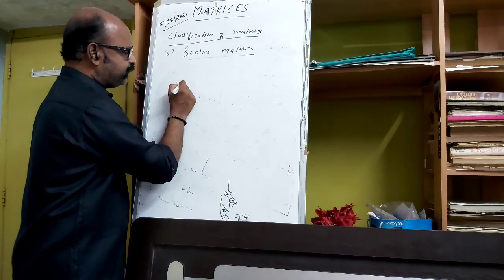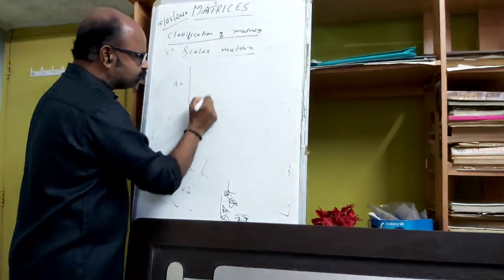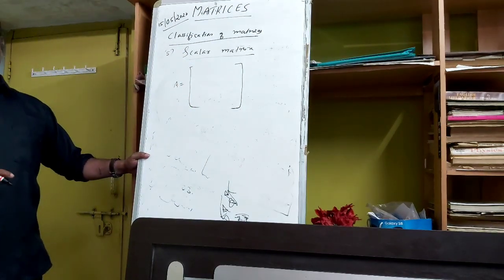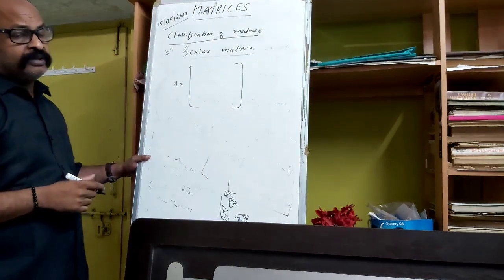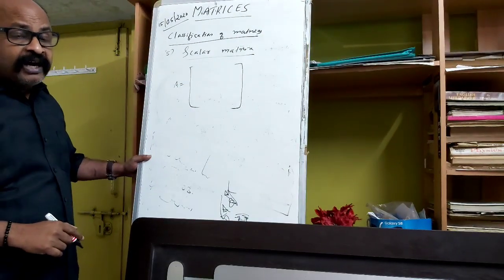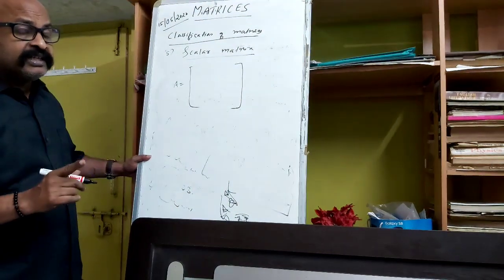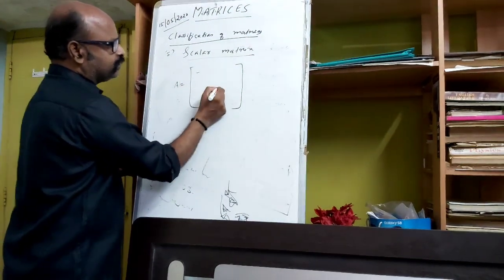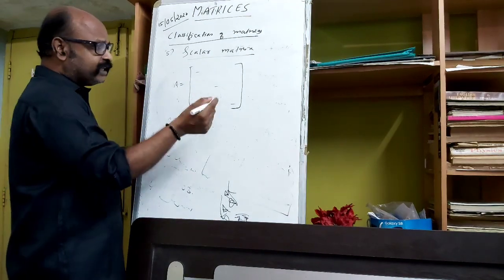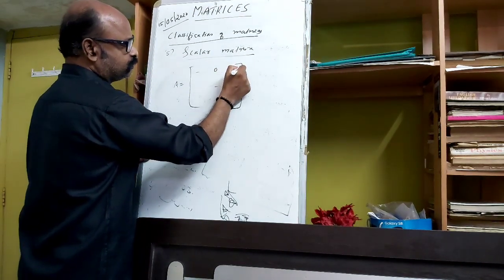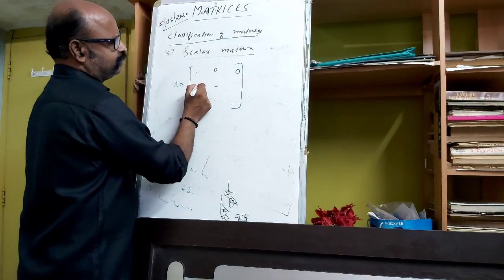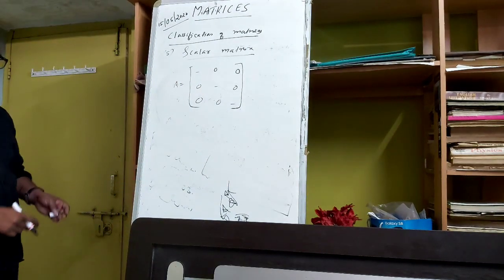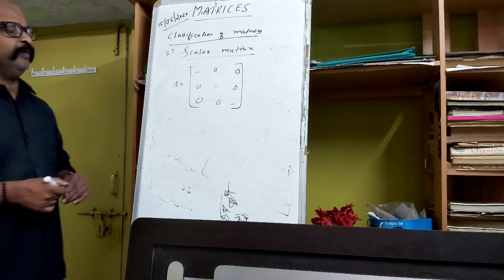We consider a matrix A, and that is a square matrix, so equal number of rows and columns. For convenience we take 3 rows and 3 columns, though we can go for any number of rows and columns. Now we are taking not only a square matrix, but a square matrix that is a diagonal matrix. Diagonal matrix means the other elements are of course 0. Here also 0, here 0, 0, 0. Now, which elements are left out? Yes, the principal diagonal elements.